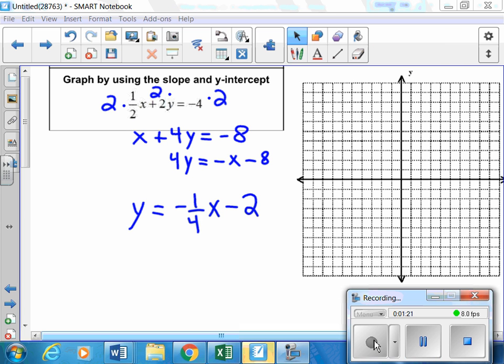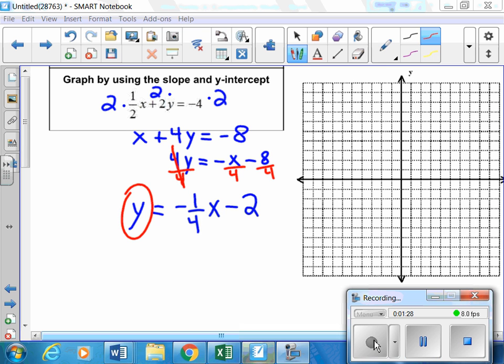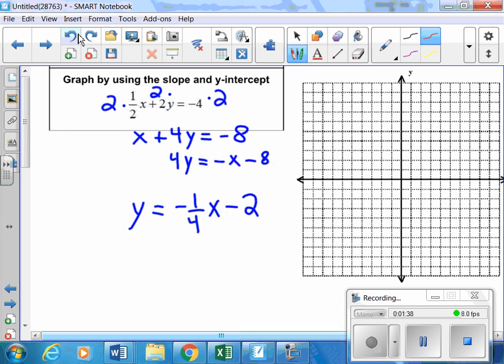And then the last step to get y by itself is divide by 4. Divide by 4, divide by 4. Well, the 4's cancel, you get y. Negative x over 4 is negative 1/4 x. And then negative 8 divided by 4 is negative 2. So maybe it's easier just to multiply everything by 2 in the beginning to get rid of the fraction and then solve for y from there, or do it like I did the first method. But this is what we're going to have.